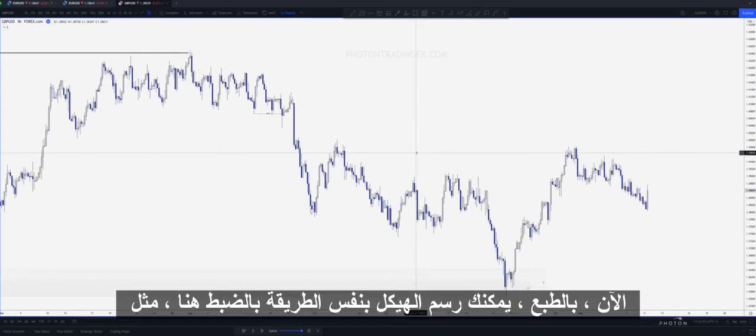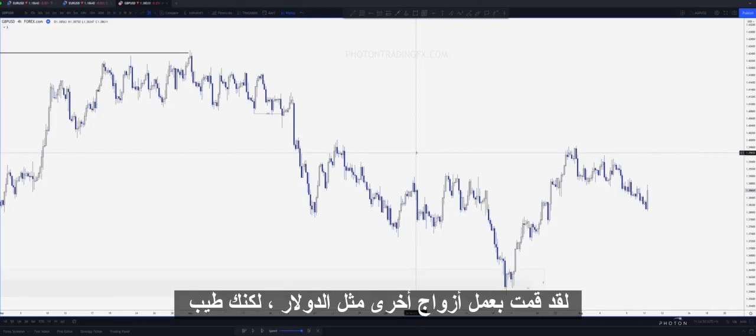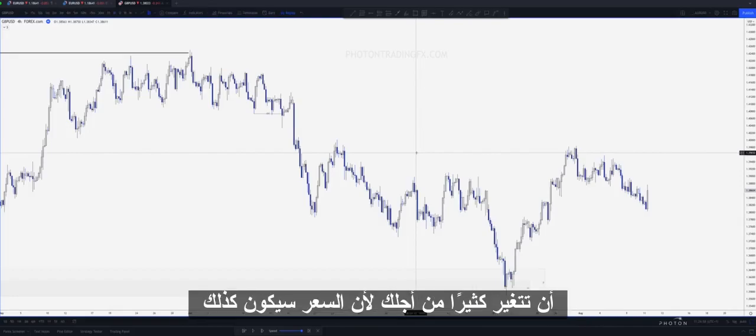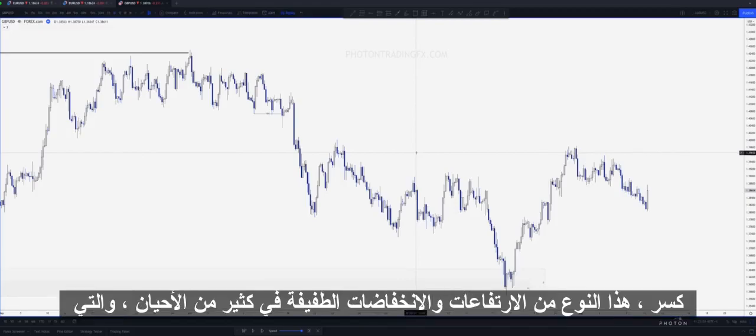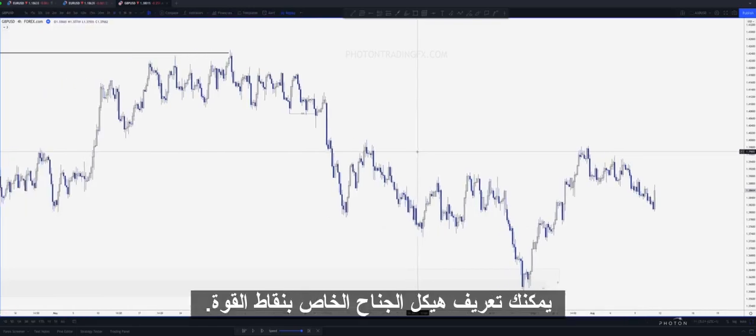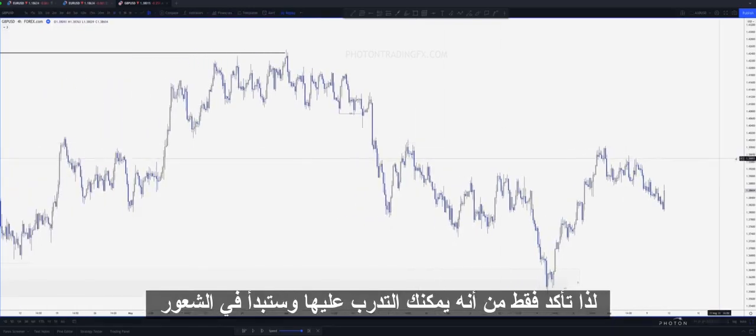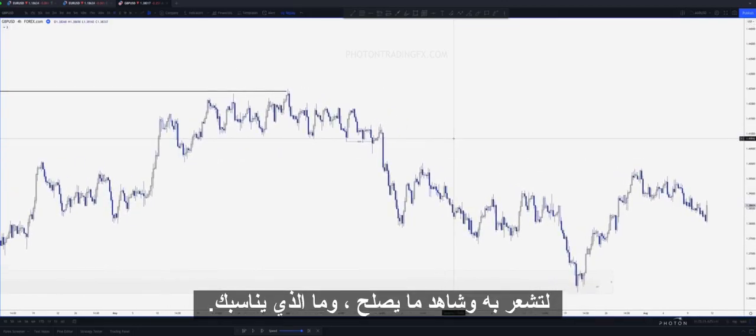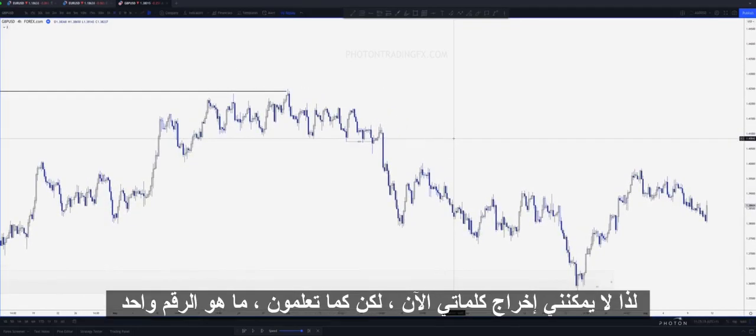Now, of course, you can draw structure the exact same way on here as you have done on other pairs such as euro dollar, but you just have to accept that the trend is going to be changing a lot more frequently for you, because price will be breaking those more minor highs and lows quite often, which you may define as your swing structure. So just make sure you practice with it, and you'll start to get a feel for it and see what works for you. Sorry, I can't get my words out now.